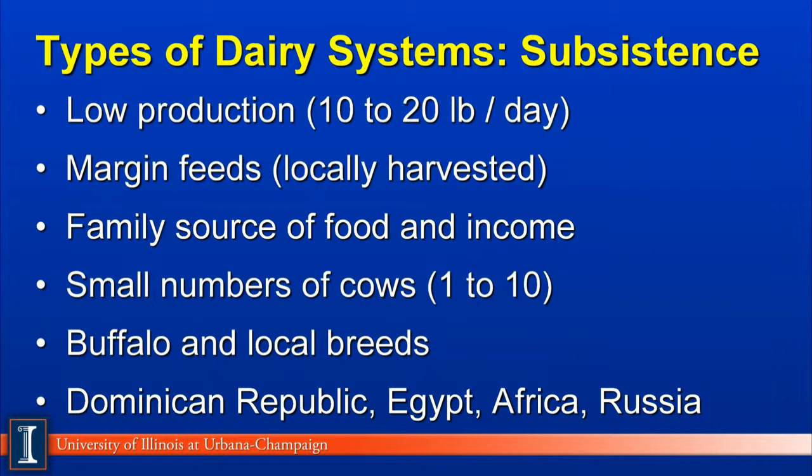The number of animals are small. Herd sizes 3, 4, 5, 6 cows are very common. And certainly in many parts of the world, the water buffalo and some of the local breeds are very characteristic of these production systems. Countries such as the Dominican Republic, Egypt, African countries, Russia certainly would fall into this category here, and it's pretty much a family-based system.